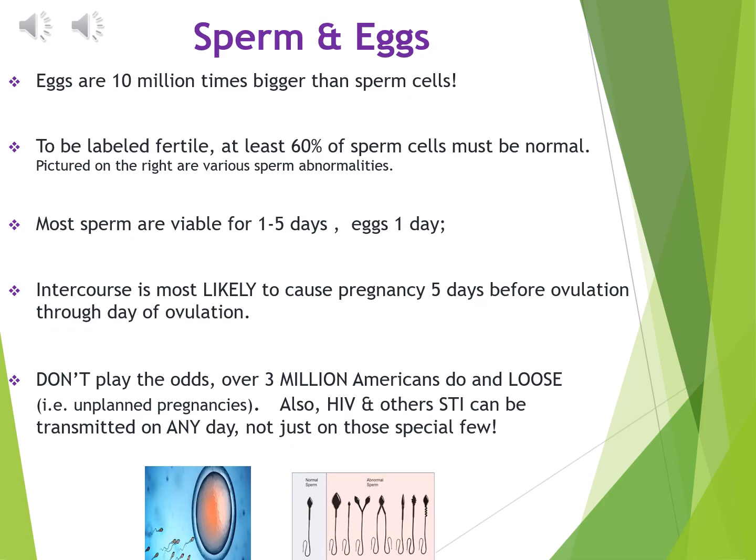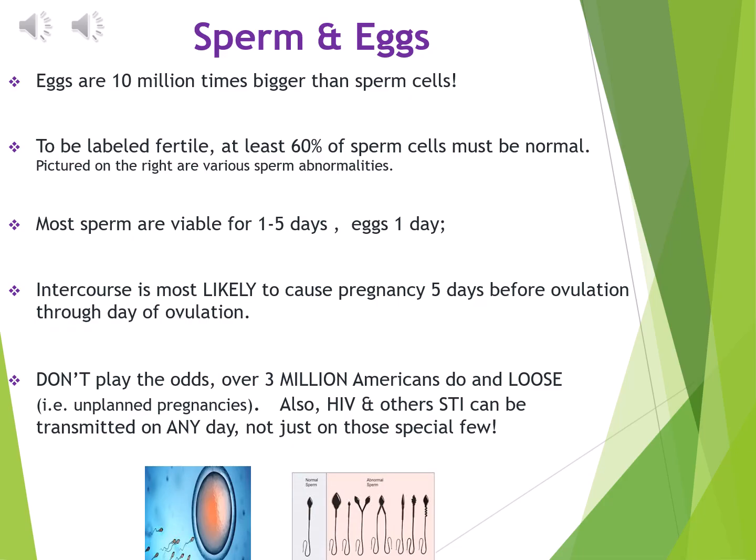Let's consider conception, the process in which the egg is fertilized by the sperm. I find this picture interesting. I hope you do too. The gametes, egg and the sperm, contain the same amount of genetic information, and look at the size difference. The egg, or if you prefer ovum, is about 10 million times bigger than the sperm cell.